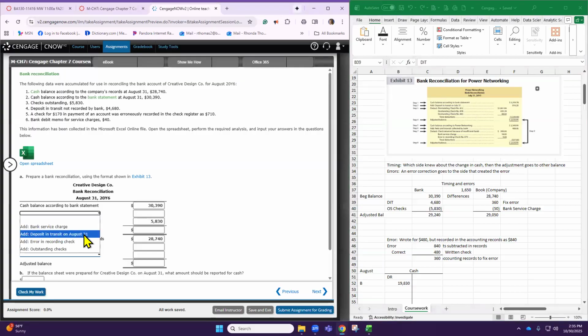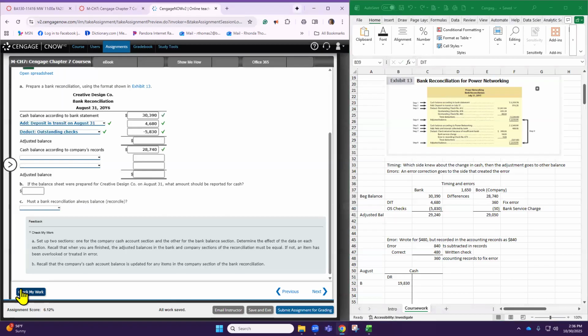All right, so now we're going to add the deposit in transit to the bank statement. So once again, it is $46.80. Okay, and I'm going to put this in, I'm going to check it. If this shows that, I'm going to put a negative here and see what happens. Okay, so they do want a negative if it's going to be deducted, right?